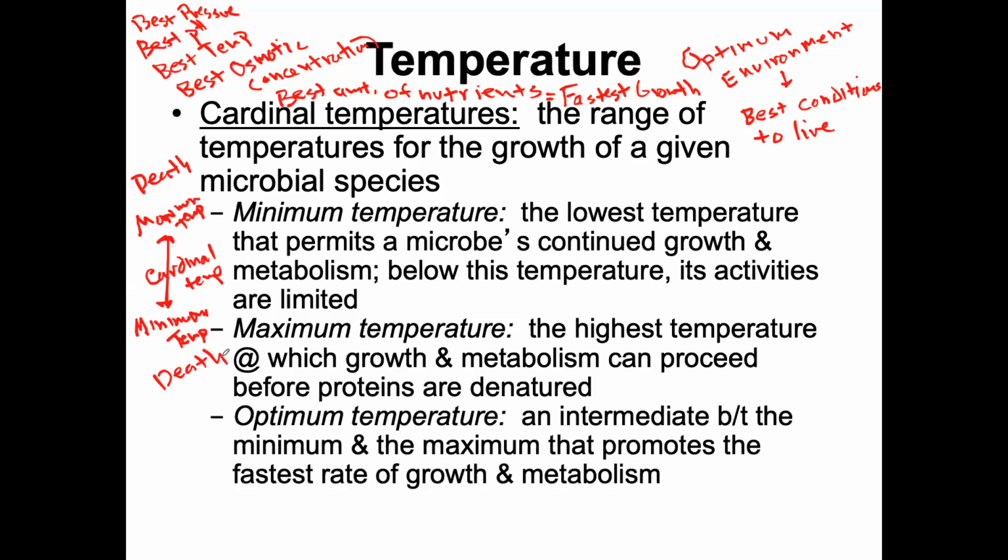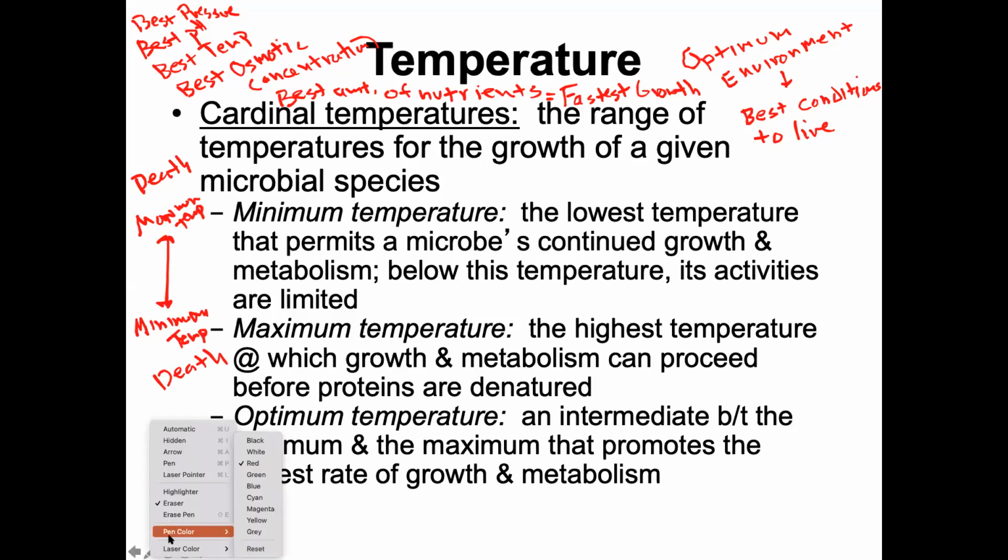So there's your optimum temperature, right? Right in the middle. Temperature between the minimum and the maximum that provides the fastest rate of growth and metabolism, okay? So we could rename this optimal temperature. We want to be as correct as possible. Let's do that. So optimum temperature.